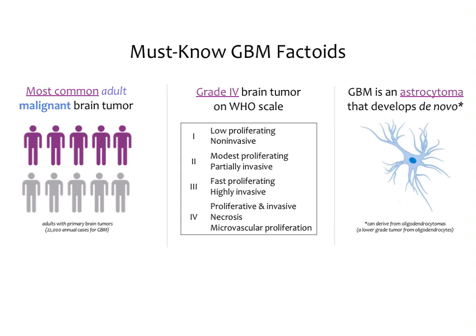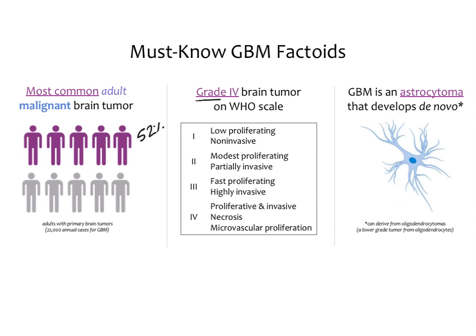It is the most common adult malignant brain tumor. That is an important distinction to make because there are other brain tumors that are much more common than GBM. However, if you talk about adult primary malignant brain tumors, GBM is by far the most common. It comprises approximately 52% of all brain tumors, which means that if we had 10 adults that presented with primary brain tumors, about 5 of them would likely have GBM.